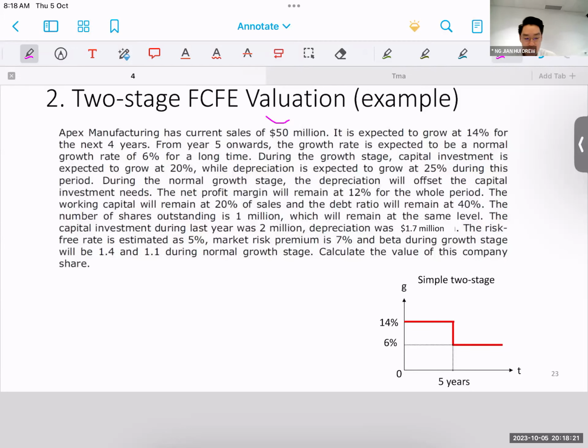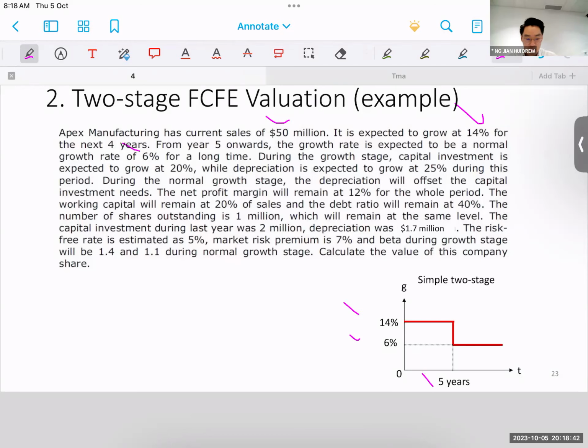Current sales is 50 million. It's expected to grow at 14% for the next 4 years. From 5 years onwards, the growth rate is expected to be normal at 6%. So again, I draw this, and it's exactly the same as the FCFF formula, all right?